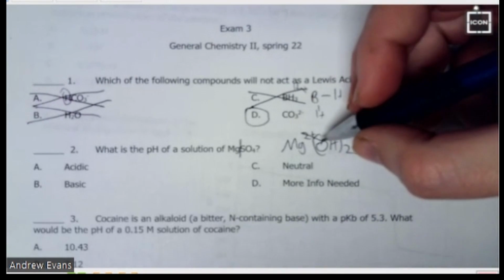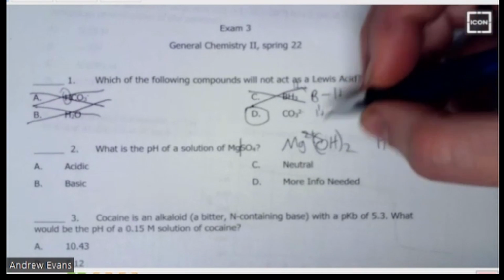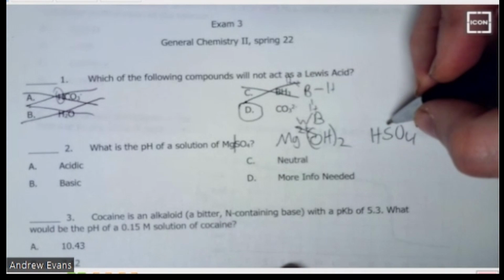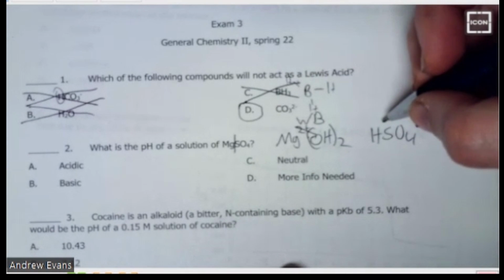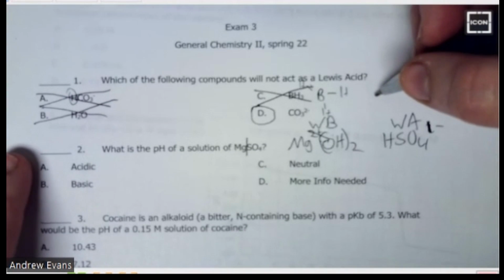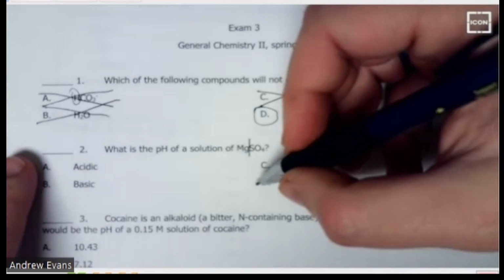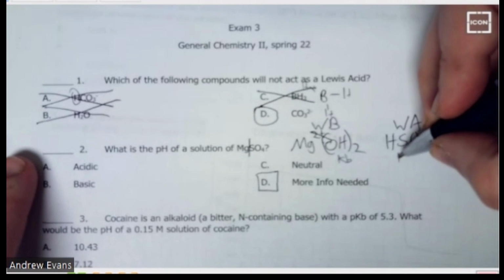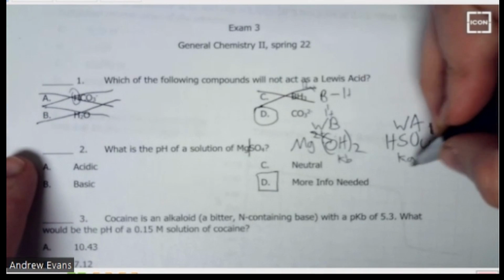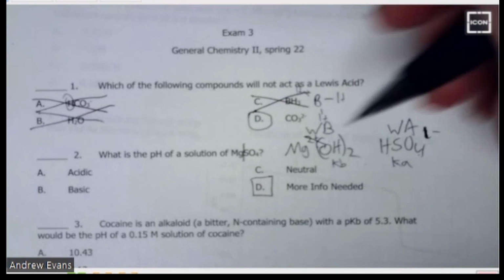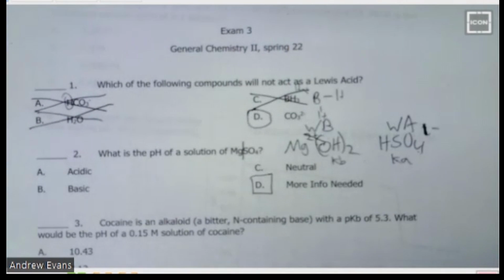And see, is this a strong acid? Is this a strong base? Strong base? No, it's a weak base. H2SO4 is a strong acid, but HSO4- is a weak acid. So what I was going for with this one, maybe it wasn't the best one, was that more information should be needed. You need a Kb and a Ka to help determine which one of these is stronger. More information needed. If you needed a Ksp value, still need more information.